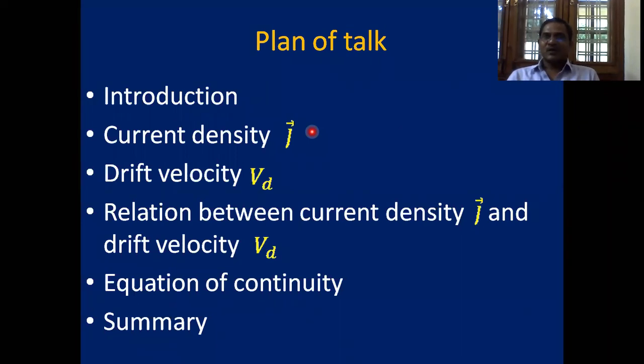My plan of talk in the present lecture is introduction, current density J bar. Then after we will discuss the concept of drift velocity. After that, the relation between current density J bar and the drift velocity v_d. After that, equation of continuity, and lastly, we will see the important points of this lecture.